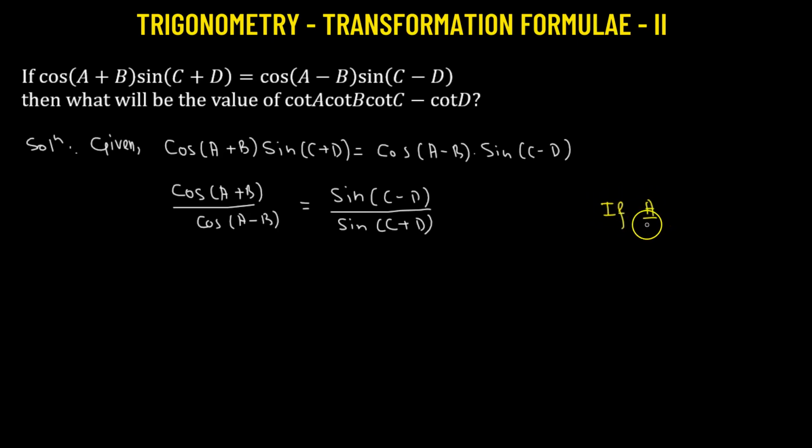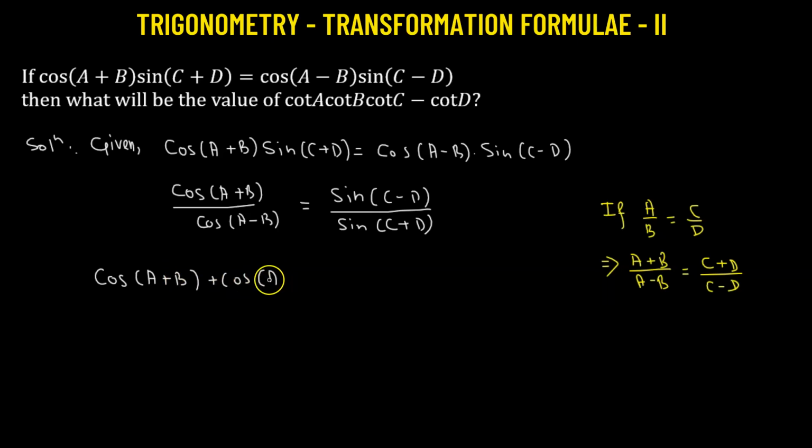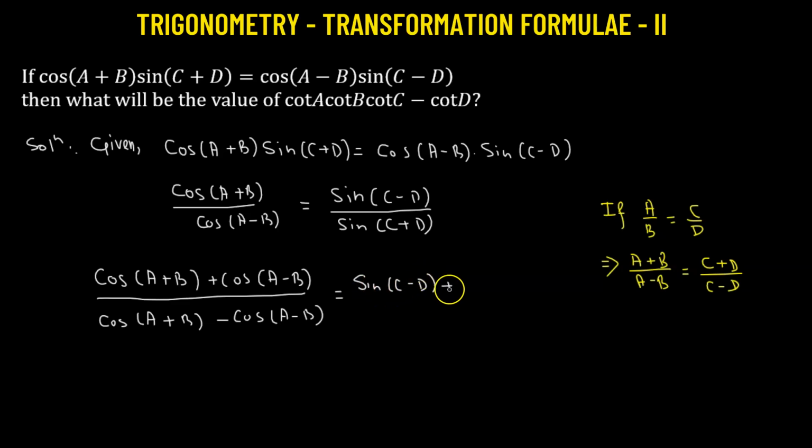If we have A over B, the ratio equal to C over D, then the method of componendo and dividendo tells us that A plus B over A minus B will be equal to C plus D over C minus D. So we can rewrite our given ratio as cosine of A plus B plus cosine of A minus B, whole divided by cosine of angle A plus B minus cosine of A minus B. This will be equal to sine of C minus D added to the denominator, sine of C plus D, divided by sine of C minus D, from which we subtract the denominator sine C plus D.